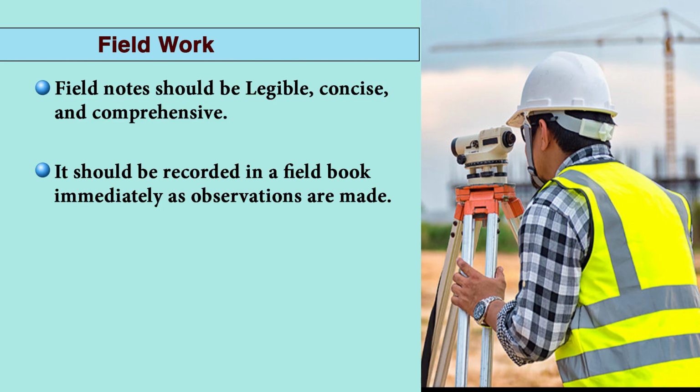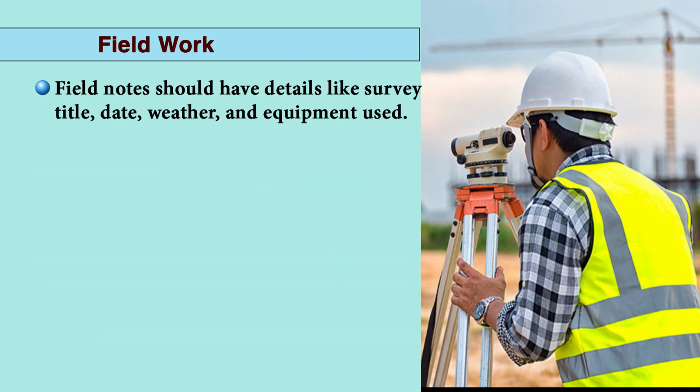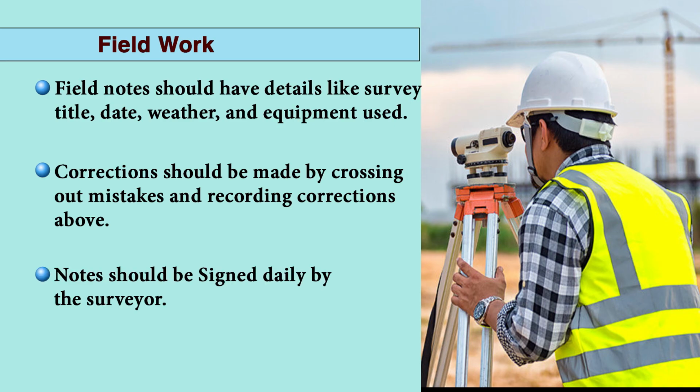It should be recorded in a field book immediately as observations are made. It is accompanied by carefully executed sketches. Field notes should have details like survey title, date, weather and equipment used. Correction should be made by crossing out the mistake and recording the correction above that mistake. Okay. There should not be overwriting. If the field notes are not recorded properly, the entire survey work will become ineffective.